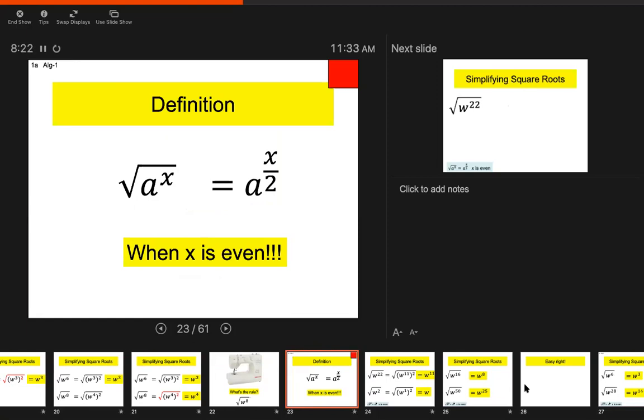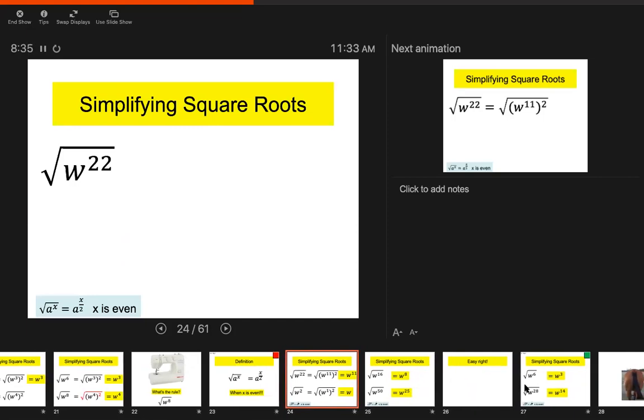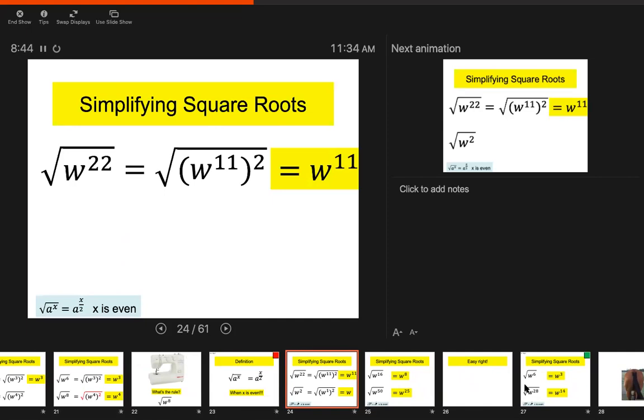Tonight for homework, they're going to give you the square root of a variable to an even power. Take half of it. You're done. So how do you do this? I'm taking the square root of a variable to an even power. You take half of the even power and you're done. Half of 22 is 11, so the answer is w to the 11th power. Now the middle step right there just backs up why this works. Because I can write w to the 22nd power as w to the 11th squared, and square root and squaring cancel each other out.